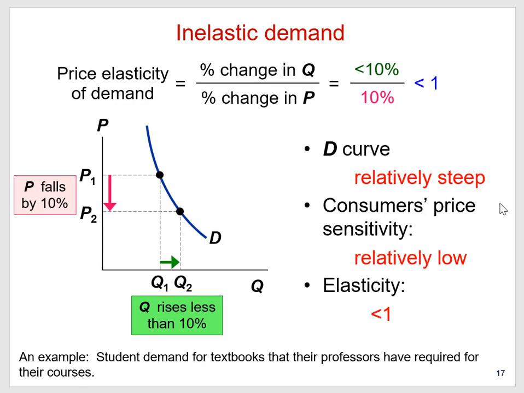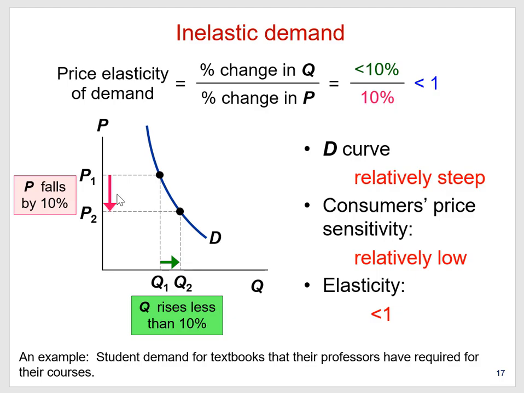Now the inelastic case. In this case, the shape of the demand curve looks like this, a little steeper. And remember, the flatter the curve, the higher the elasticity. So this curve is a steep curve. Notice this: if the price decreases by a large amount, the quantity demanded changes by only a small amount. Relative to the price, quantity demanded increases by a smaller amount. So the change in the quantity demanded is smaller relative to the change in price. The opposite is true as well.